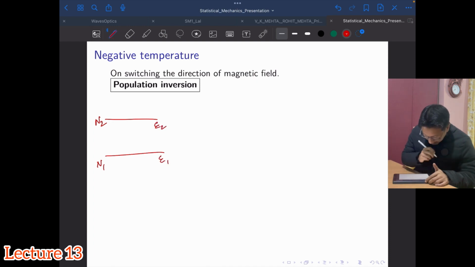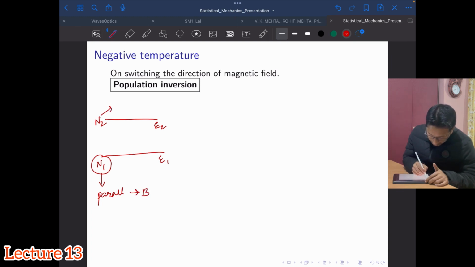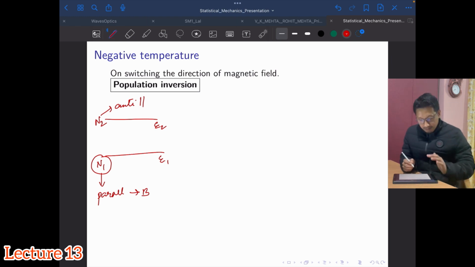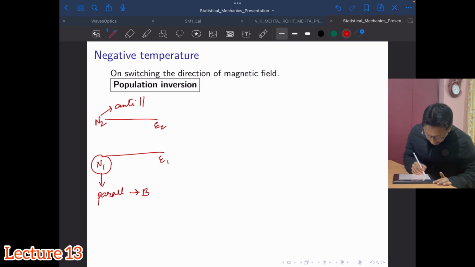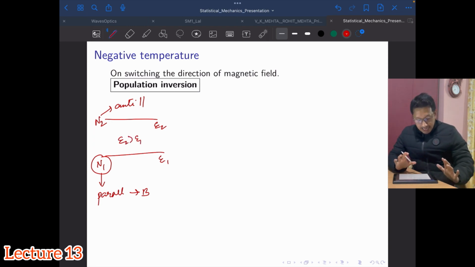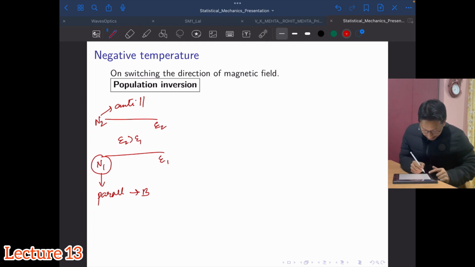So in this case, N1 number of molecules are parallel to the magnetic field, let's say B, and N2 are anti-parallel to the magnetic field. Now I have switched, and here I know that E2 is greater than E1. This is the case here, and here the temperature is positive for the case where N1 is greater than N2.